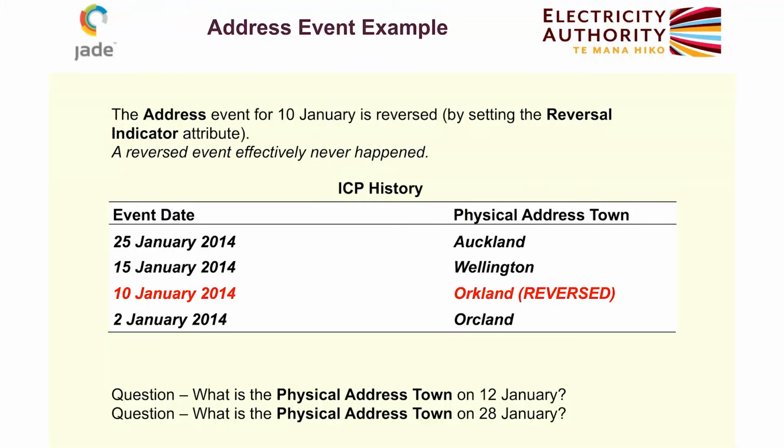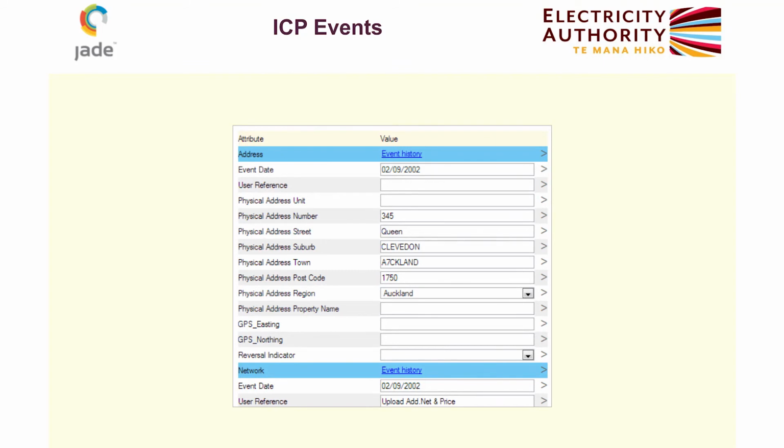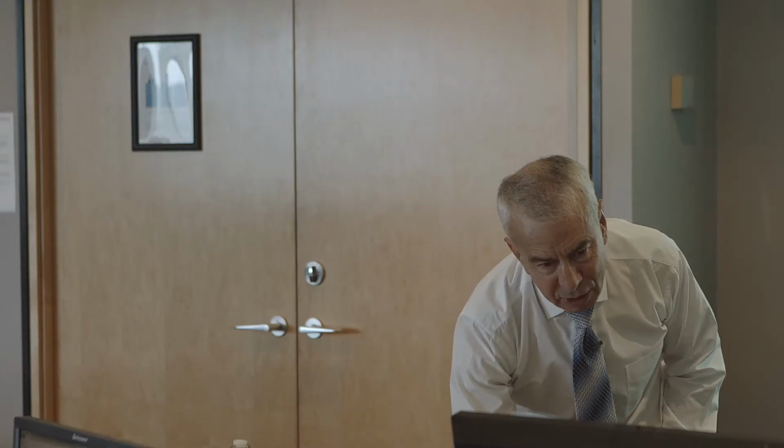Now, one of the things you can also do is you can reverse an event that you put in. So let's suppose that we went back to the 10th of January and we reversed that particular event. And it's very, very easy to do. I'll just go back a couple of screens and show you how easy it is to do that. You can possibly see here in the address grouping of attributes, there is a reversal indicator. So you could travel back in time to a particular date and then just set the reversal indicator, and that would reverse that event completely.